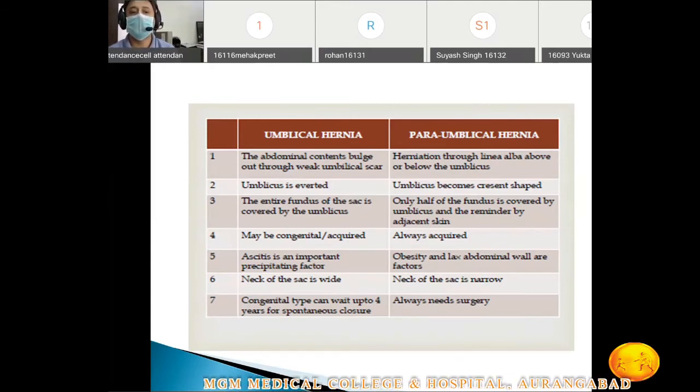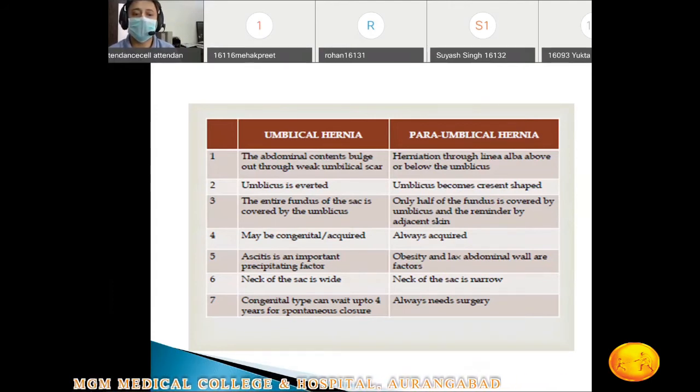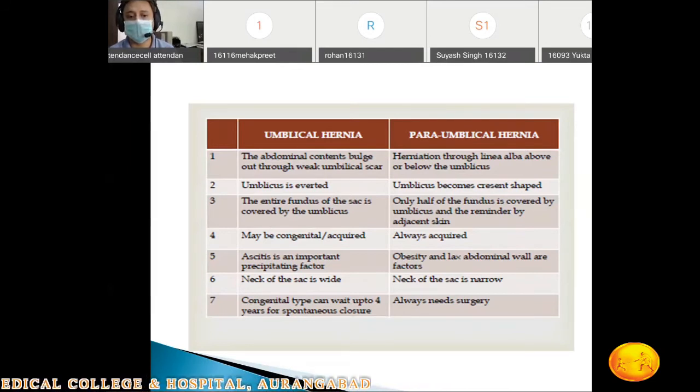In umbilical hernia, it could be congenital or acquired, but paraumbilical hernias are always acquired. Sac is an important precipitating factor in umbilical hernia, while in paraumbilical hernia, obesity and lax abdominal wall are factors. In umbilical hernia, the neck of the sac is wide. In paraumbilical hernia, the neck of the sac is narrow. A congenital type can wait up to 4 years for spontaneous closure, while paraumbilical hernia always needs surgery.